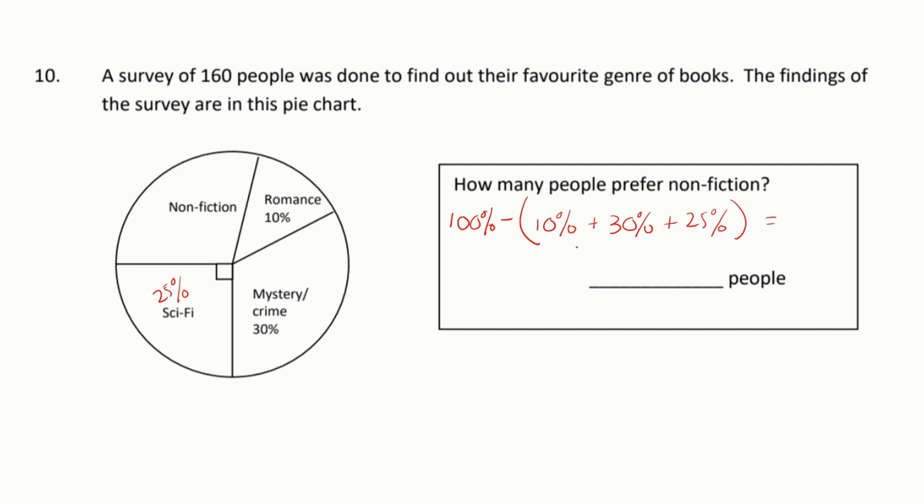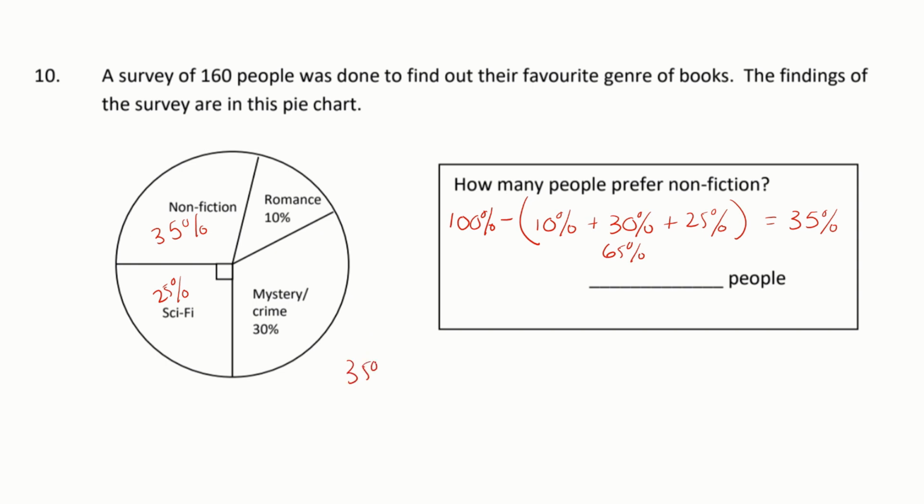What do we do now? We add them all together, and that comes to, well, I know it's going to be something 5% in my units column because I've got a 5 there. So that's 40, 65%. 100% minus 65% is 35%. Who does the 35% belong to? That must be non-fiction. And since it says how many people prefer non-fiction, what is 35% of 160?